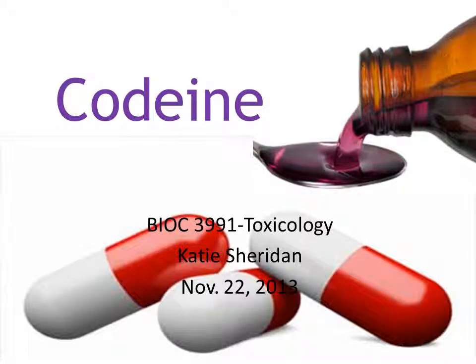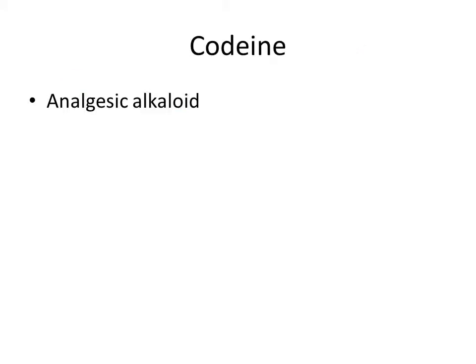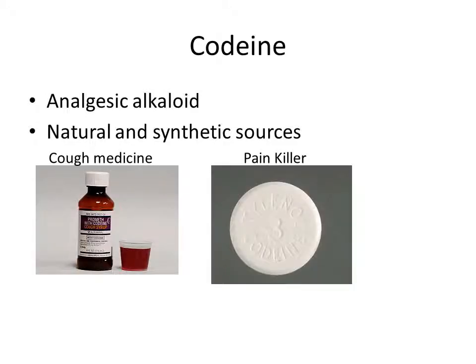We will be looking at the toxicology of codeine. Codeine is an analgesic alkaloid that is used in the treatment of mild to moderate pain. It has both natural and synthetic sources, as it could be extracted from the latex of the opium poppy, or could be synthesized by methylation of morphine. Codeine has many medical uses. It is found in common cough medicines, painkillers, and is sometimes used as an antidiarrheal.